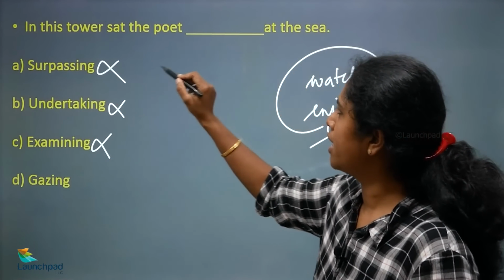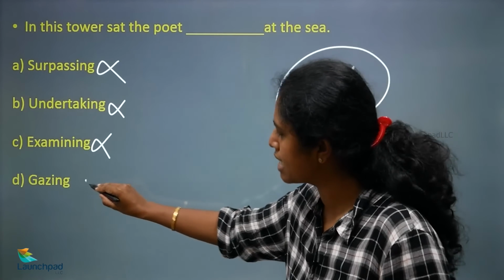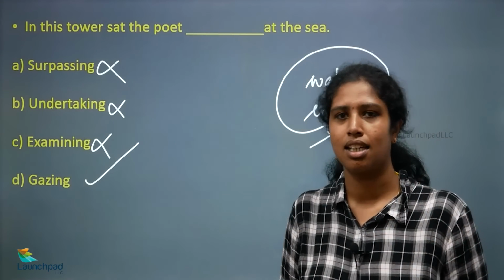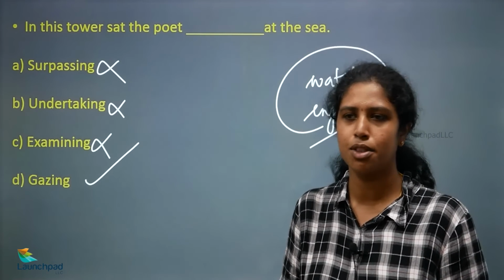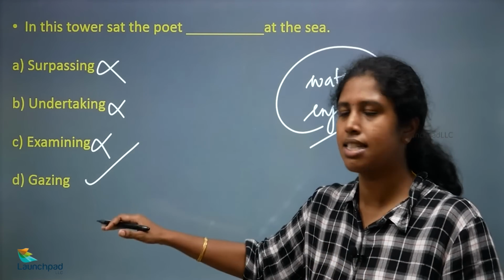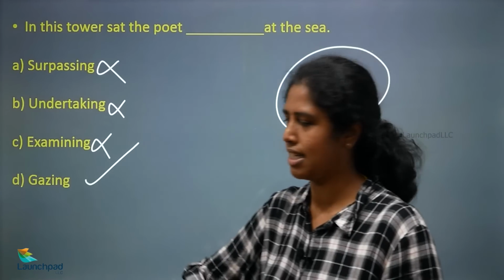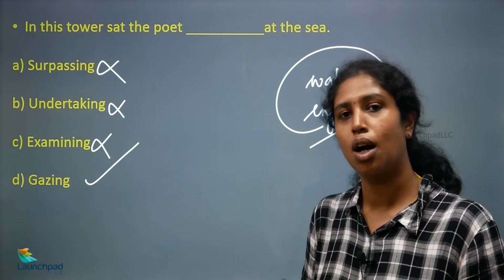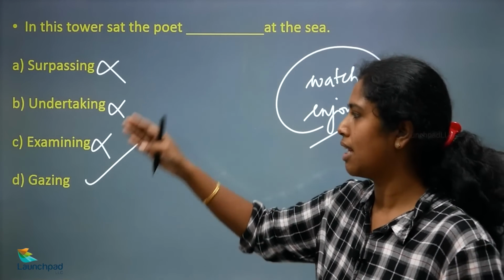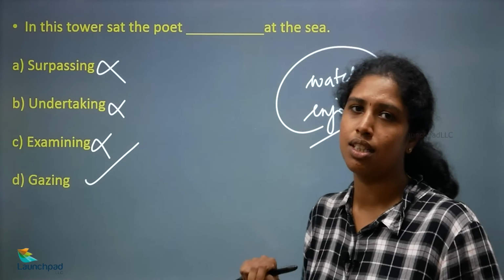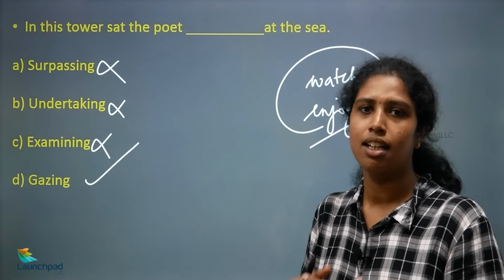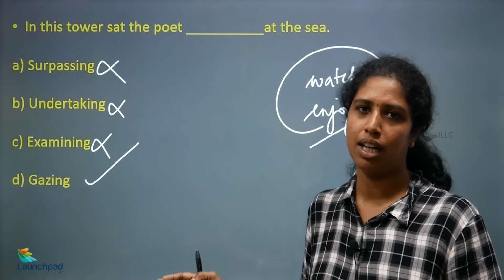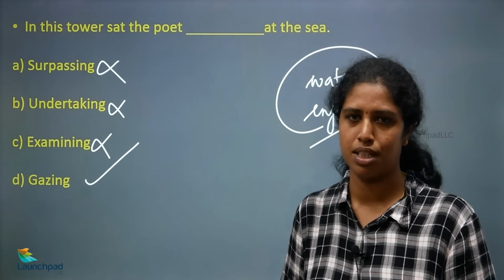In this tower sat the poet gazing at the sea. Gazing means to watch, to see, to admire. These are the synonyms of gazing, which is the right option for this particular sentence. If you see, we have used the different methods I discussed with you on how to approach the question. We used the elimination process here, and we also used the process of suggesting optional words by reading the sentence. So this gave you an idea of how we have to approach the question.